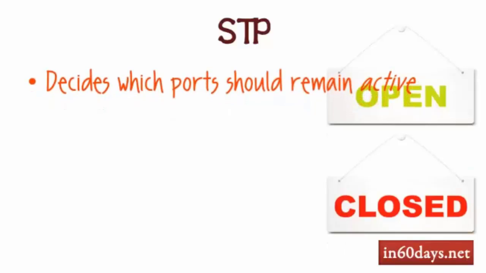So the point of spanning tree is that it decides which ports should remain active and which ports it should block. The whole point behind the spanning tree algorithm is that it works out the best path for the frames to go from A to Z.